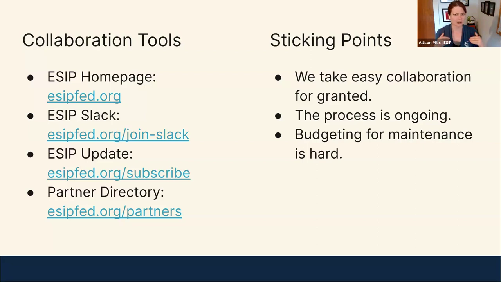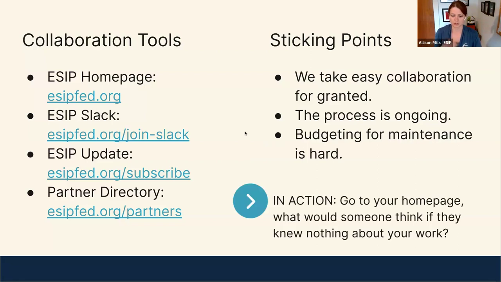So, but enough about us. What does this mean for you? So when you're thinking about communities of practice and where to start, and what to do, the very first thing that you can do is look at your website. So who is coming to your website and what story are they getting from that first impression?